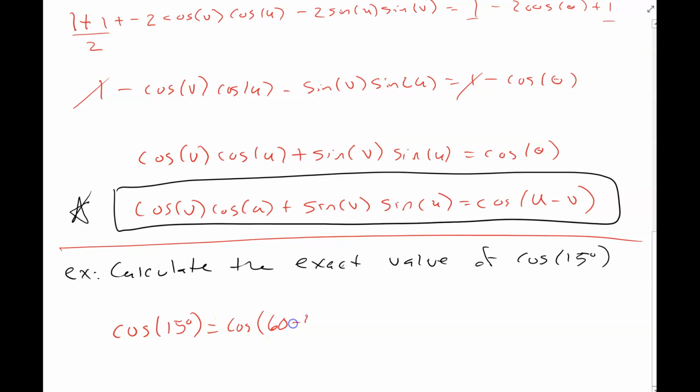Is that the only pair that'll work? Definitely not. There's lots and lots of them, right? You could do 45 minus 30. You could do many, many ones. It'll all be fine, though.